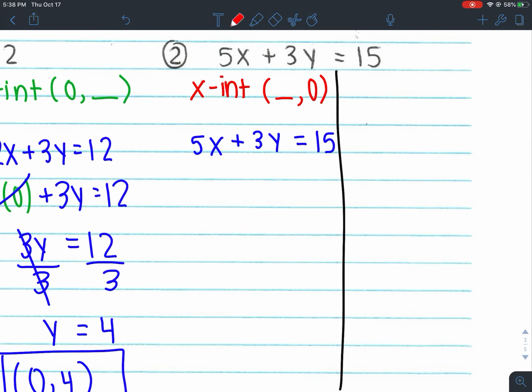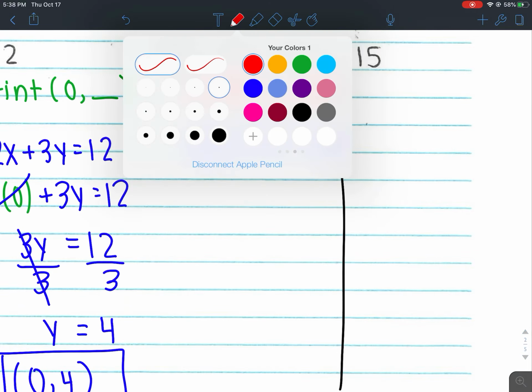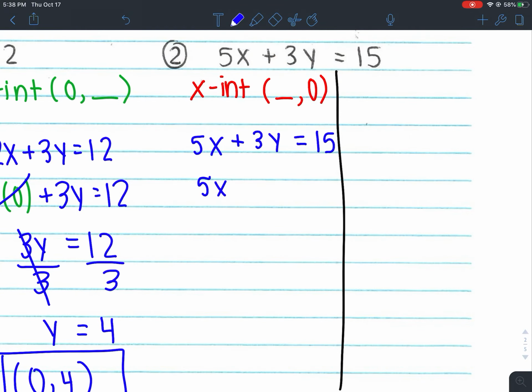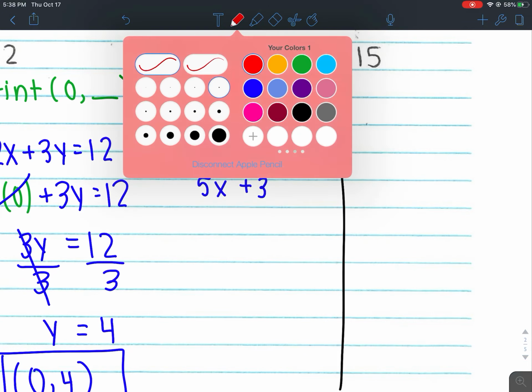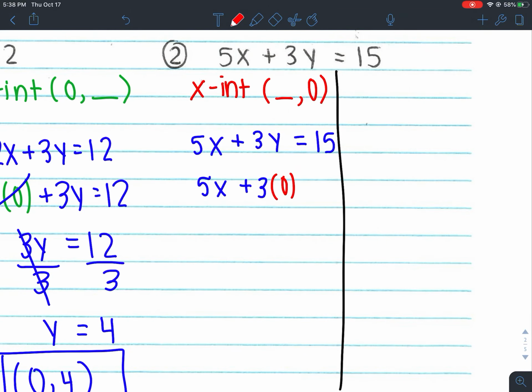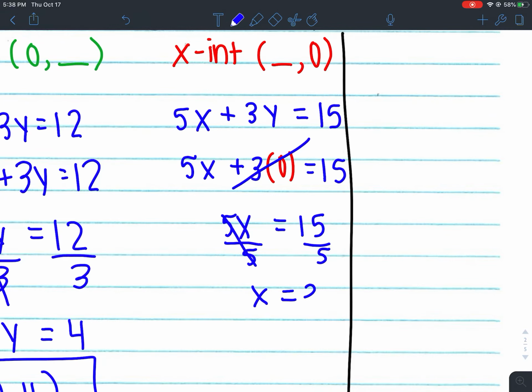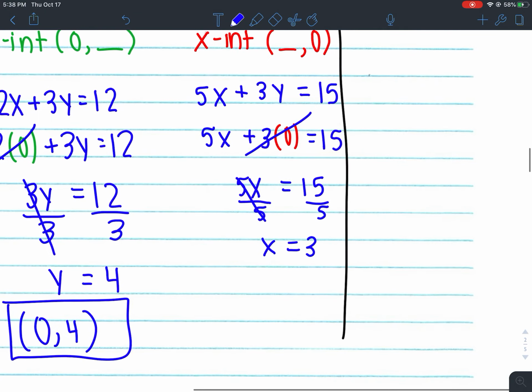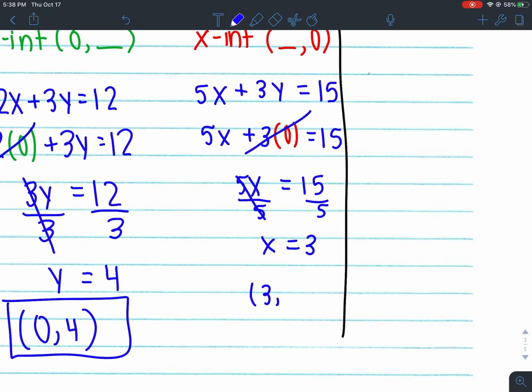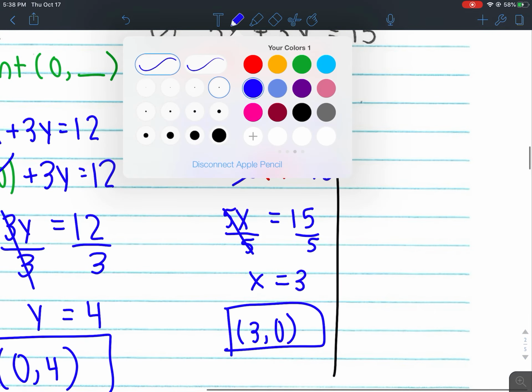Well, I want to plug in a 0, but where do I plug it in? I'm going to plug it in for the y value, because an x-intercept always has a 0 for the y value. And when I plug in, I always use parentheses. You always do that because you'll cause the least amount of mistakes that way. So then 3 times 0 is 0. So I have 5x equals 15. Divide both sides by 5, and I get x equals 3. What's my x-intercept then? 3, 0.